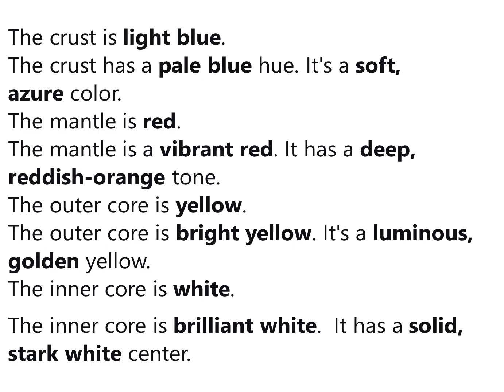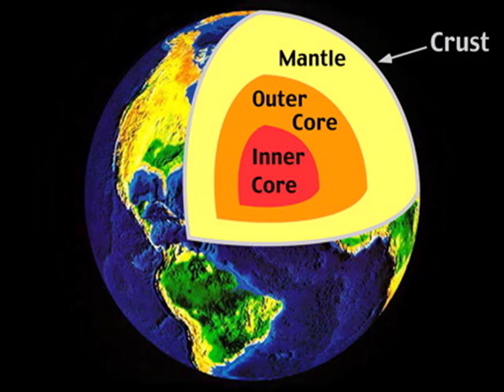The inner core is white. The inner core is brilliant white. It has a solid, stark white center. See the difference? Using words like pale, vibrant, bright, luminous, and stark makes your description so much more interesting.